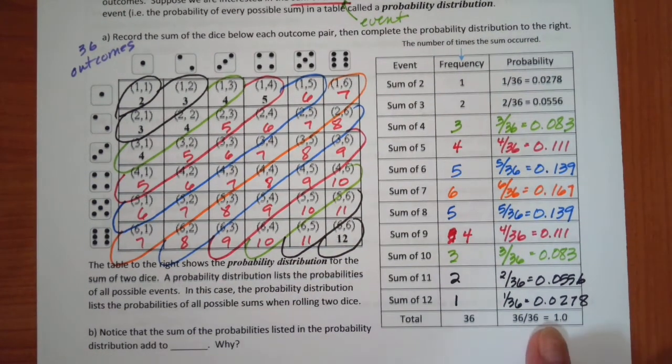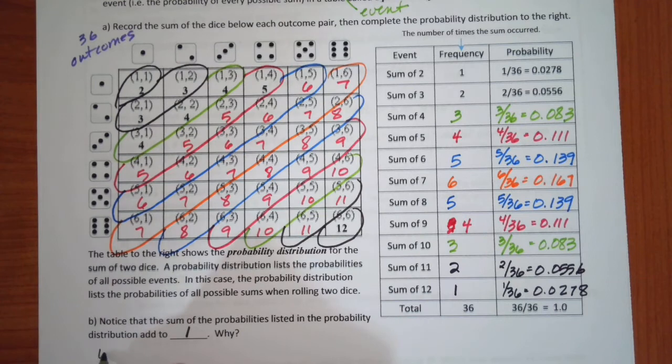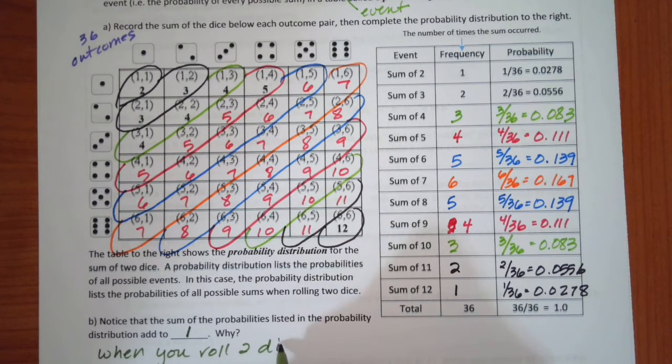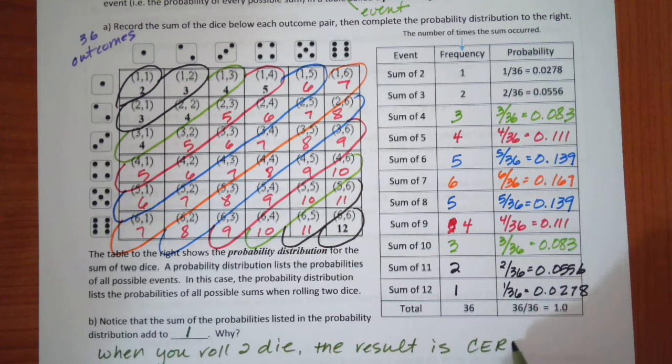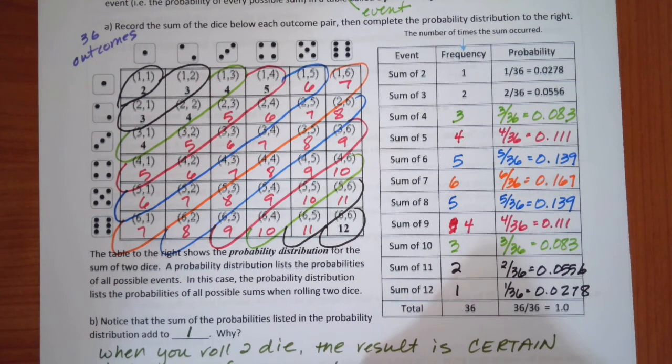Now notice, without the rounding and everything, they went ahead and did that for you, the sum of the probabilities equals 1. Why? When you roll 2 dice, the result is certain to be one of the events.